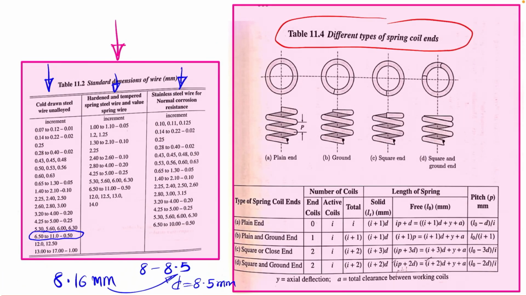So we explained the different end conditions in the previous video. That end condition can be obtained from Table 11.4. Here you can select any end condition: the plain end, ground end, square end, or the square and ground end. Here we will be selecting the square and ground end. That means we will be focusing on the last condition, given in the last column of this table, that is square and ground end.